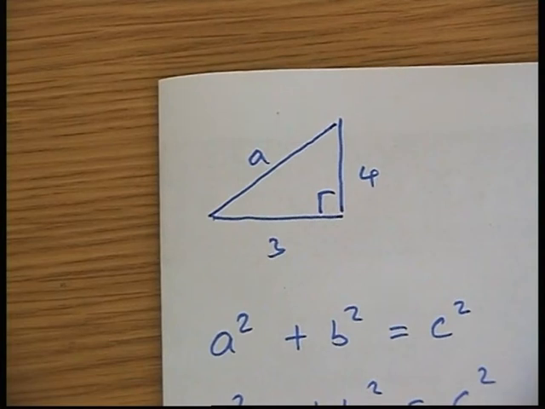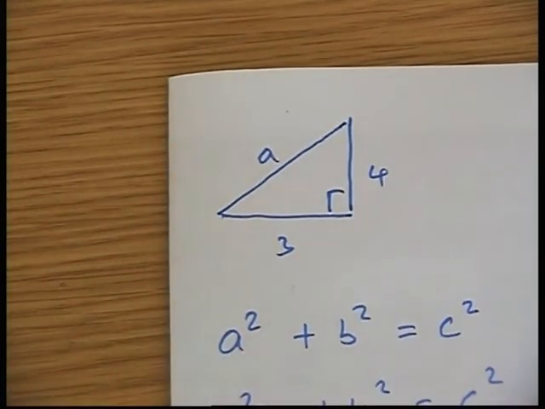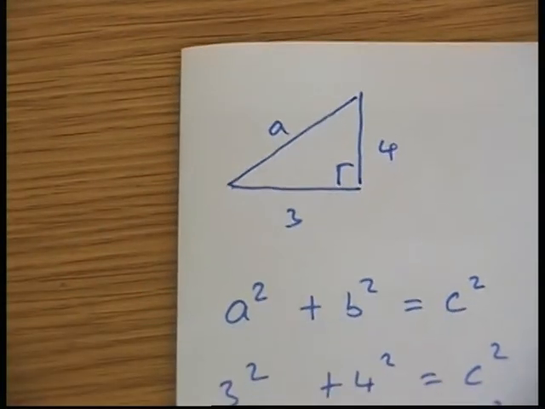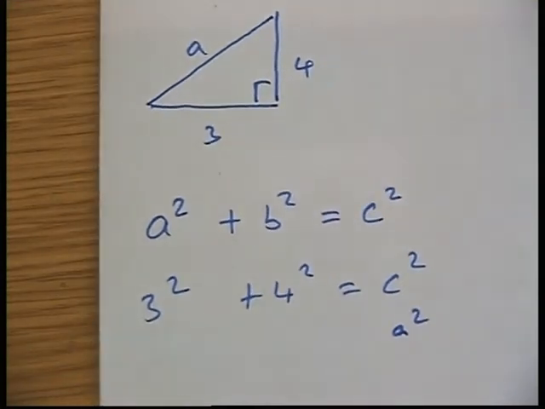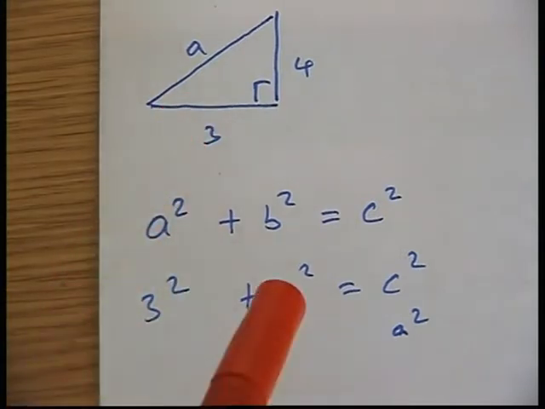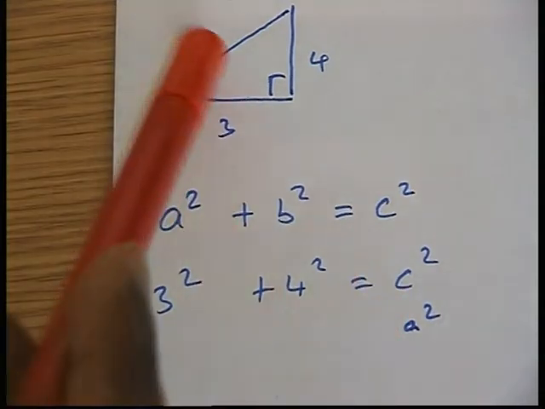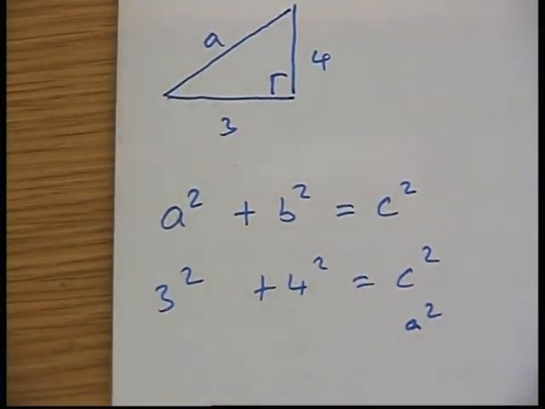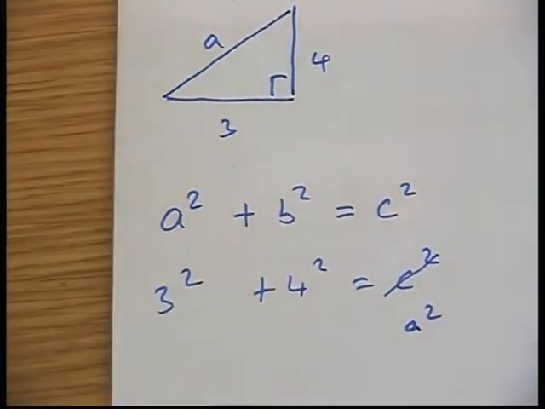Okay? So we know that the two short sides are these ones and the long side is that one. So that square plus that square should equal that square, which I have written like this. 3 square, which is that one, plus 4 square, which is that one, will equal C square, the longer side. But instead of calling it C square, I just call it what the question is calling it, A square. So from now on, I'm going to use A square. So 3 square plus 4 square should equal A square.